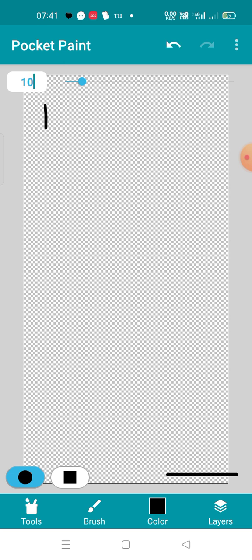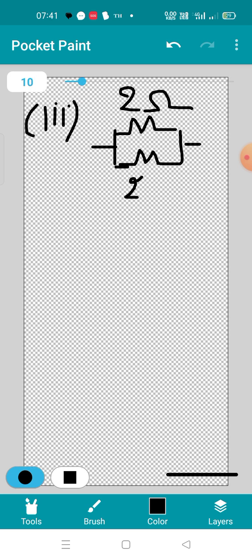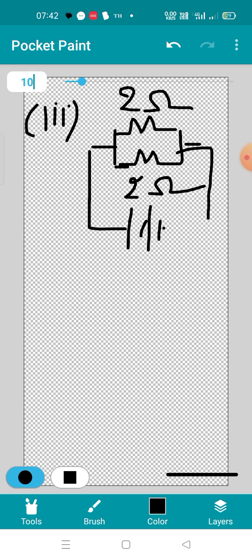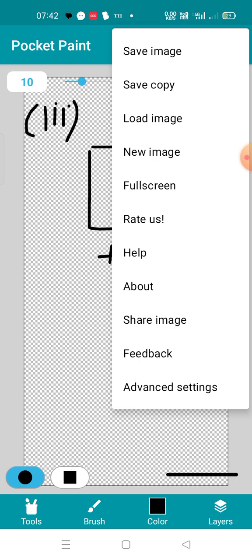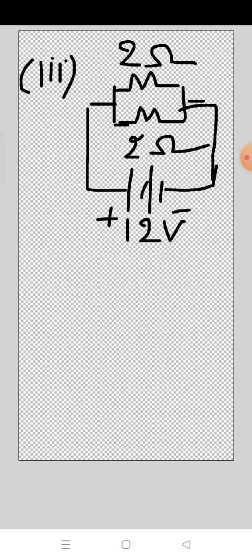So in the third case, or in the third circuit, there are two resistors, but as you can see, they are connected in parallel here. Now these two resistors are again connected to a 12 volt battery. So from the three circuits, it's evident that the potential difference of the battery is the same, or the same battery is used in the three circuits. So we need to calculate the heat produced in the combination of these resistors.